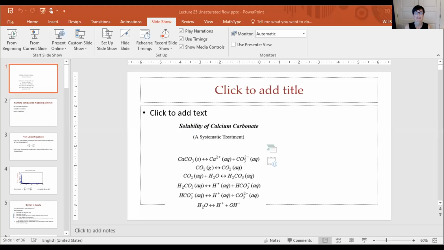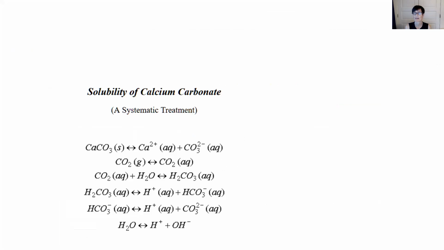Oh yeah, and then share screen. And then turn on the slideshow. Okay, can you see this random slide about the solubility of calcium carbonate? Okay, I'm assuming silence means yes. Awesome. Thank you. I've got my chat up so I can see now. Go ahead and chime in whenever you want.